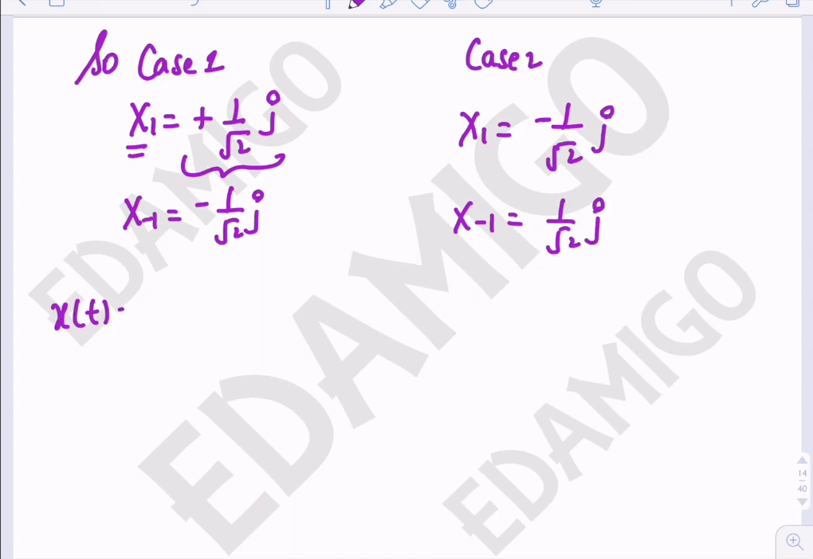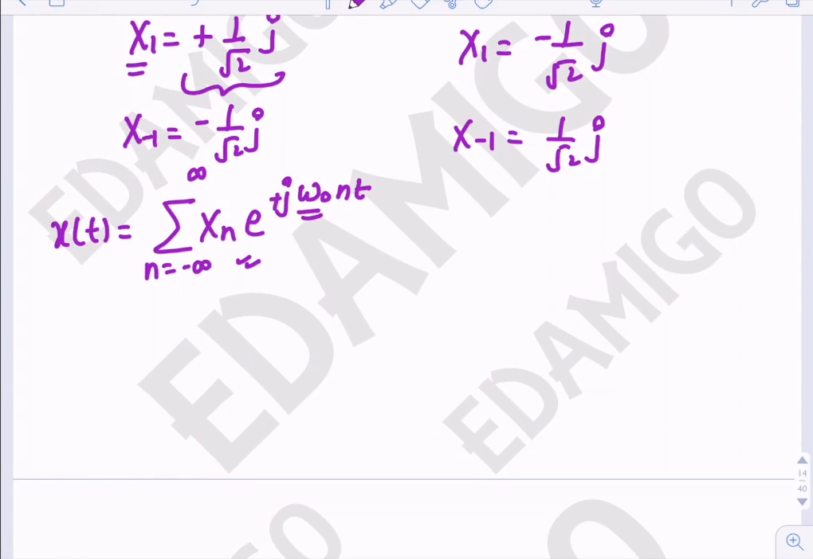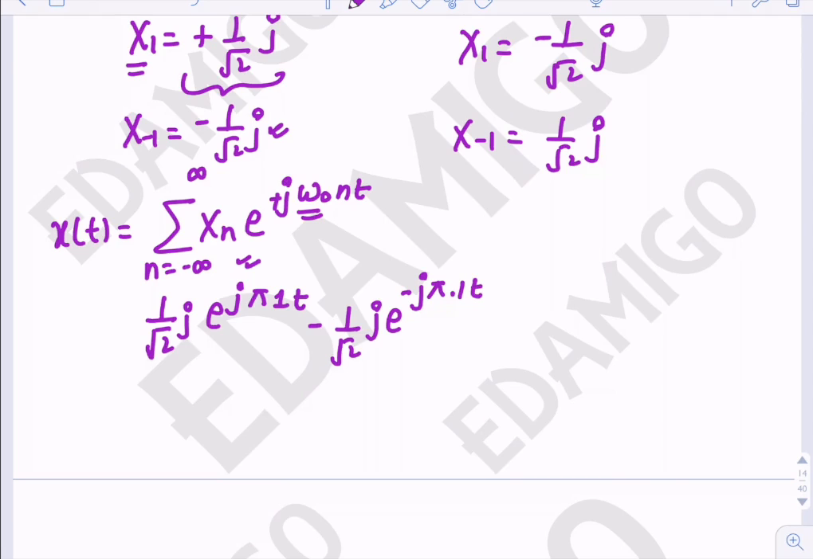Now as we know that xt is equals to summation xn e to power j omega naught nt, n equals to minus infinity to infinity. Now since here n is equals to minus 1 and plus 1 only, and omega naught is equals to 2 pi by time period, that is pi. So it is equals to x1, that is 1 upon root 2 j e to power j pi into 1 into t, minus, because x of minus 1 is negative, minus 1 upon root 2 j e to power minus j pi into 1 into t. Okay, so here we have to put minus 1, so I have put minus sign here. So this is your xt.